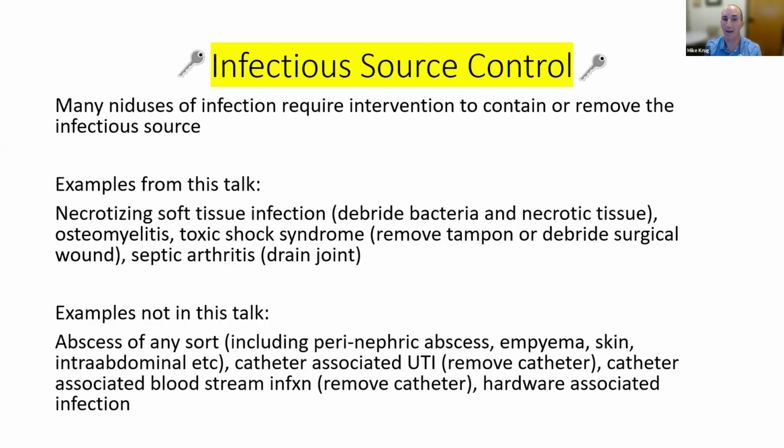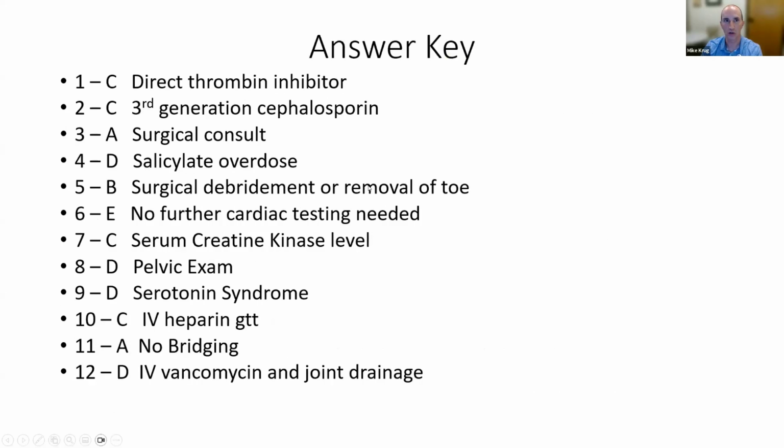I didn't talk about other abscesses, right? If you've got a perinephric abscess and empyema, if you've got a catheter-associated UTI, a catheter-associated endocarditis, bloodstream infection, hardware-associated infection, the nidus has to be removed. So be on the lookout for niduses of infection during your boards, and then how you might achieve removing those or mitigating those to cure your infection. And here's the answer key.